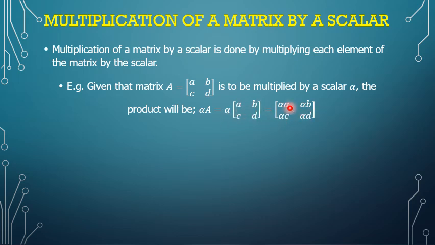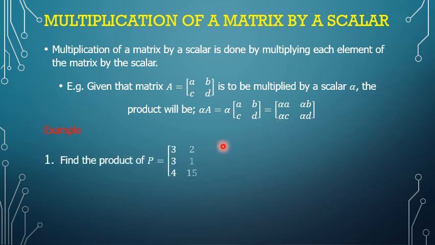Alpha times b, you get alpha b. Alpha times c, you get alpha c. And then alpha times d, you get alpha d. So you end up with the matrix alpha a, alpha b, alpha c, and alpha d. Now you have realized that the matrix will just be of the same size as the matrix that you are given. The only thing that changes is the entries. The entries will increase by the number of times of the magnitude that the alpha, the constant number, the scalar holds.